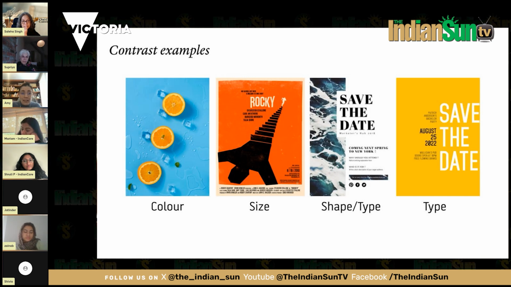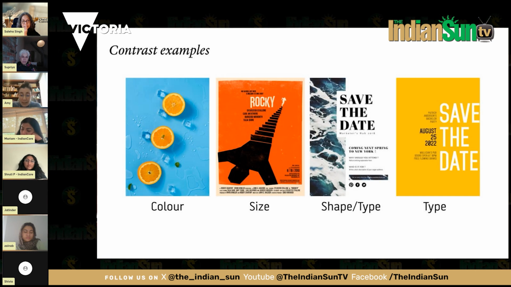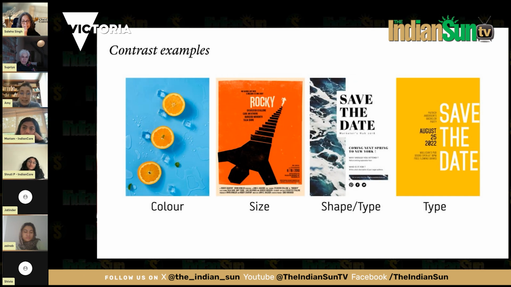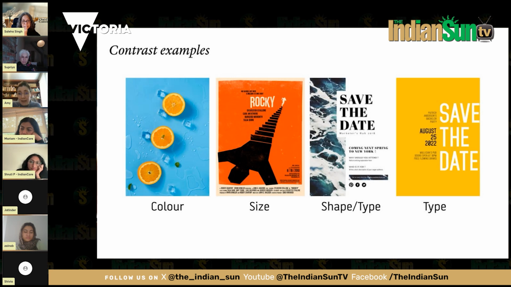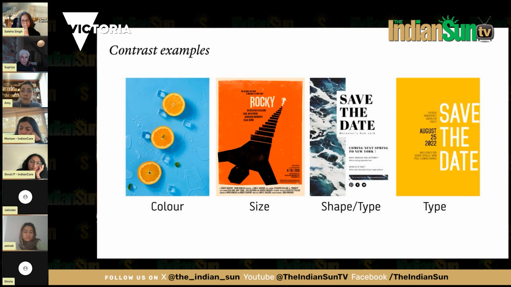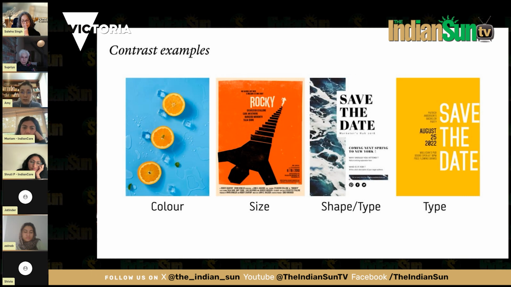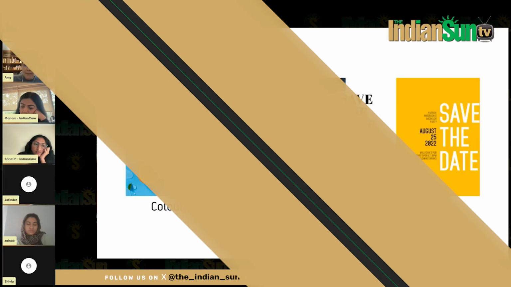Think about contrast as a way to guide your viewer through the page. When it's used effectively, it not only makes the design more dynamic, but it also makes the important elements stand out. Whether it's your logo, a key message, or a photograph, you can control where a reader's looking by using contrast. Next.